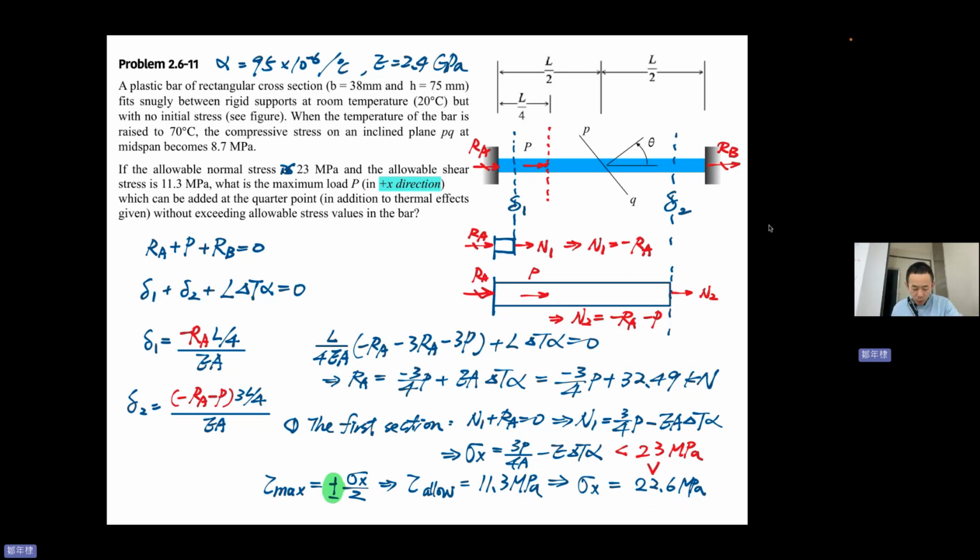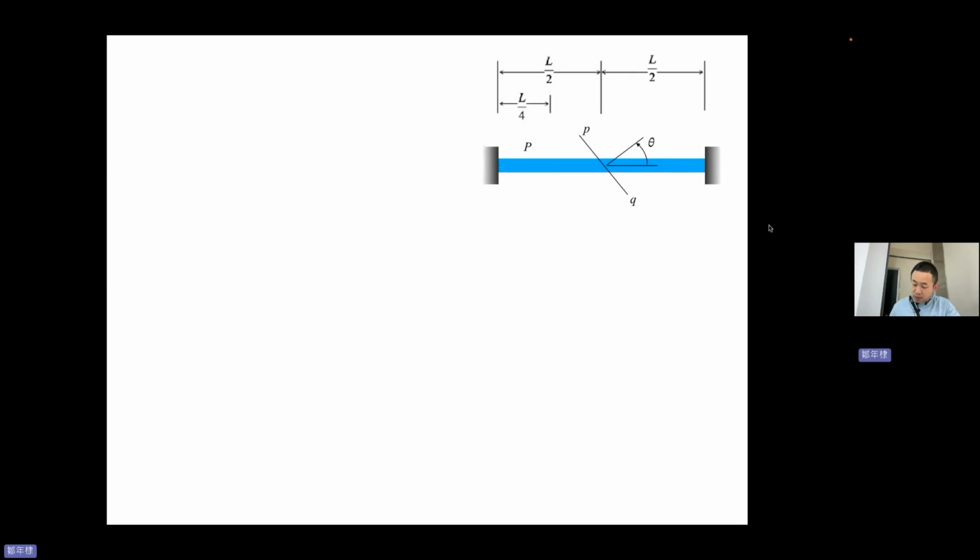Okay, 22.6 megapascal. And don't forget, the tau max will have positive and negative because they come in pairs. Okay, so don't forget this. Right, so let's take a look. I will copy sigma, this one. Copy. Okay, so next page.